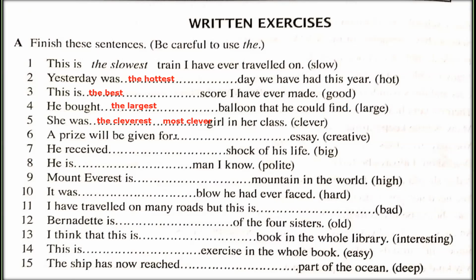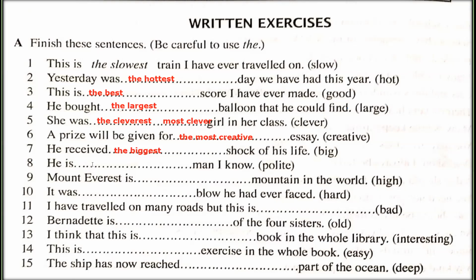Number 6, a prize will be given for dash essay. So what will be here? Number 6. Yes, who will help me? Most creative. Yes, the most creative essay. Number 7, he received a shock of his life. Of his life means he never received such a kind of shock. So we will say the biggest. Okay, he received the biggest shock of his life.